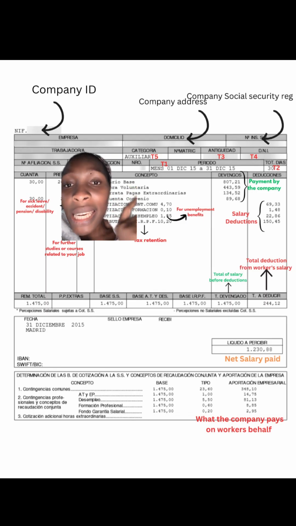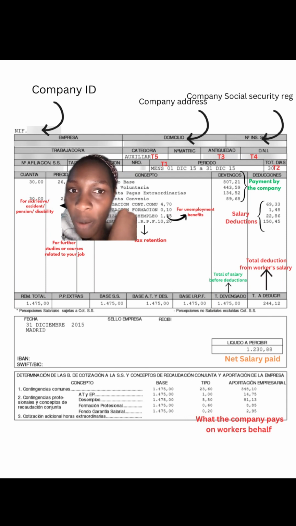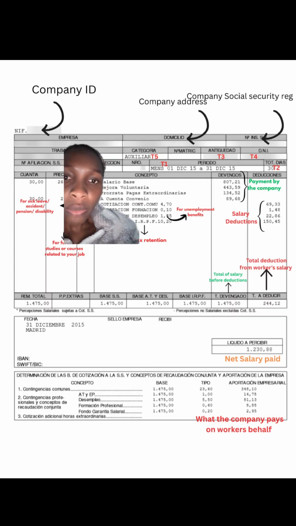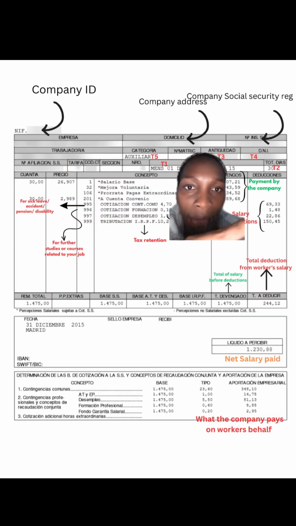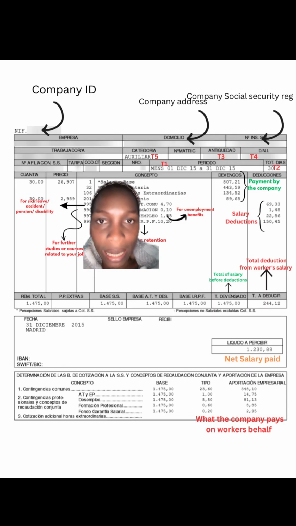Now, if you didn't take any baja, then it will be 30 days, okay? If it's 31 days, it will be 31 days. If you took baja, you have to deduct that baja from it. So if it's 5 days, then you deduct it from the 30, and that is T2. You see where I have T2? Let me show you. Where I have T2, that is where you find the total days that you have worked, okay? So 30 days.